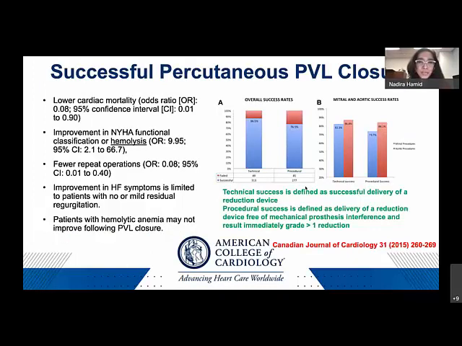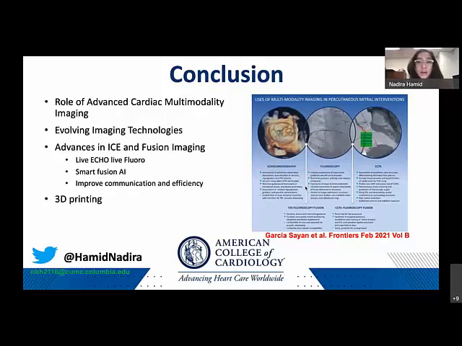So meta-analysis and systematic review have shown that successful percutaneous paravalvular leak closure helps in terms of decreased cardiac mortality, because these patients do better functionally from NYHA class, with fewer repeat operations. They do have an improvement in heart failure symptoms, and of course, really reduce the paravalvular leak from severe all the way down to mild or even trace paravalvular leak.